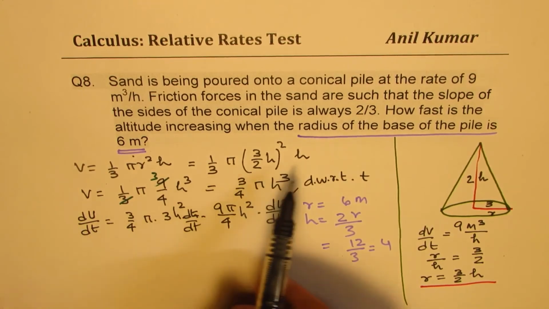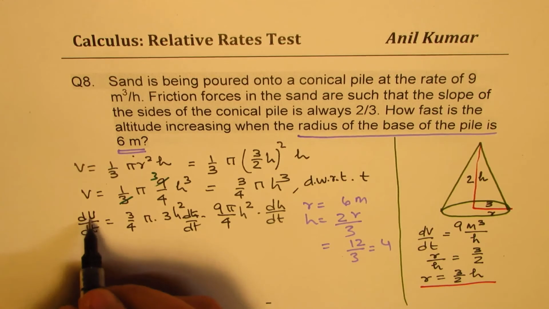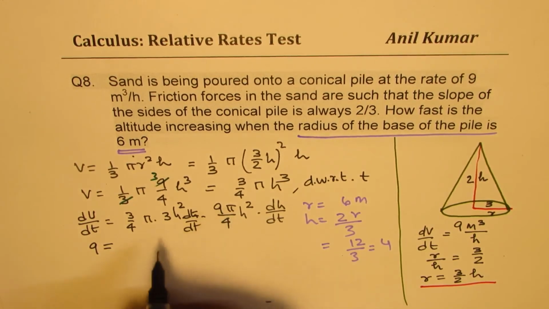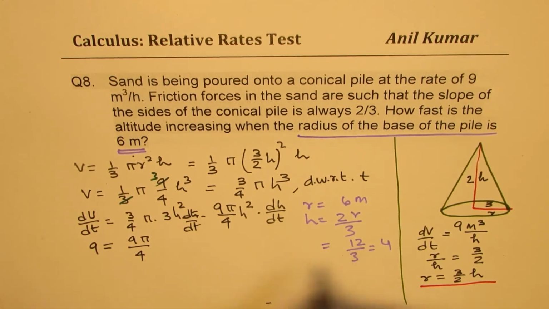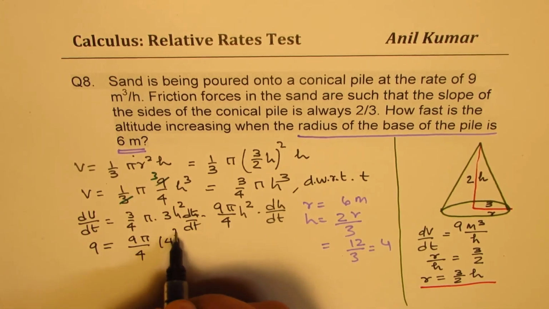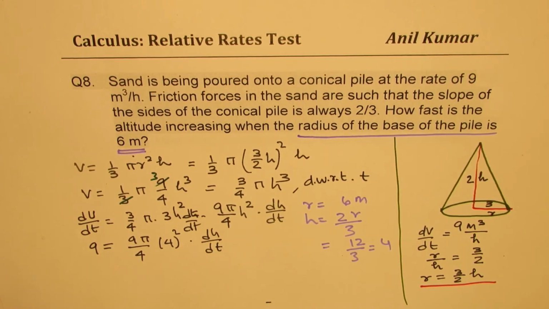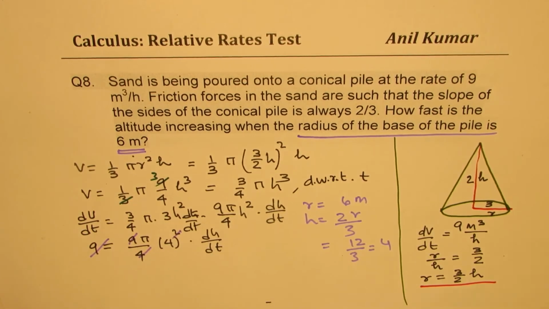So let's find the rate of change of height. So dV/dt is given to us as, we wrote 9 meter cube. So let me replace the values, 9. And then we have 9 pi over 4. Height is 4 square. And we need to find what dh/dt is, correct? So this is better. So that 9 and 9 cancels, 1 of the 4 cancel, correct? We'll bring these terms on the left side.